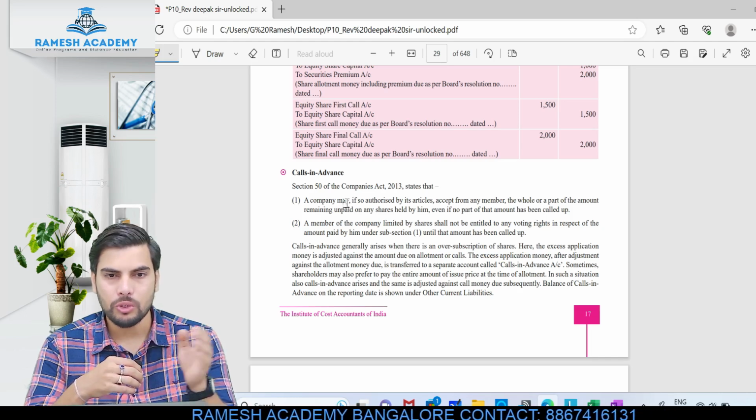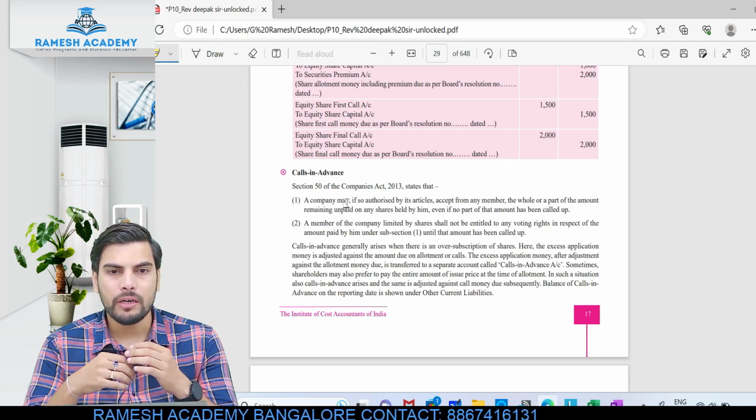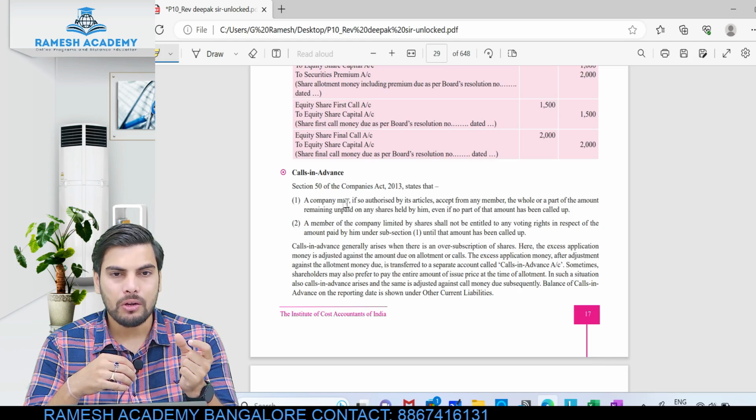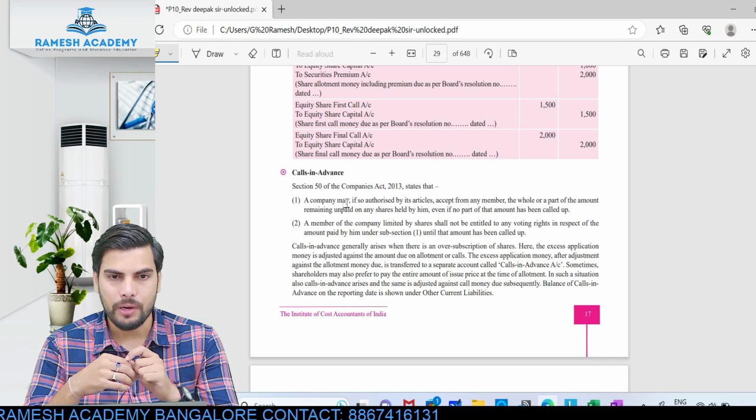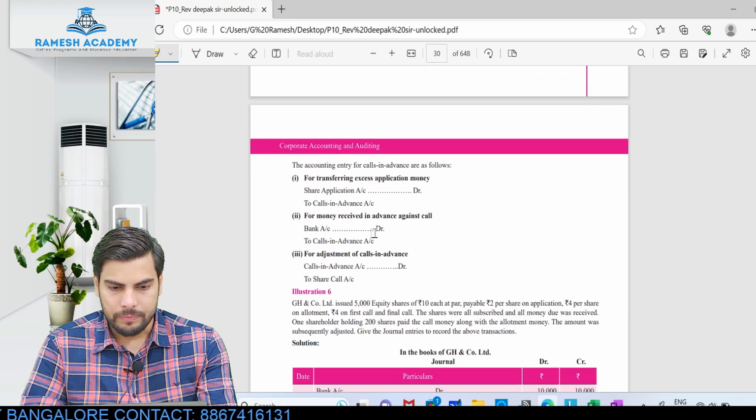So therefore it will show a credit balance. We just need to credit it. Clear? So when do we credit it? We will be crediting this particular calls in advance while passing the receipt entry. Hope you understood this. Clear? Okay.